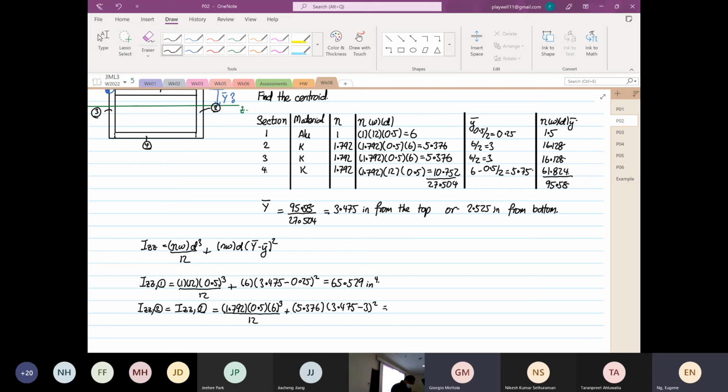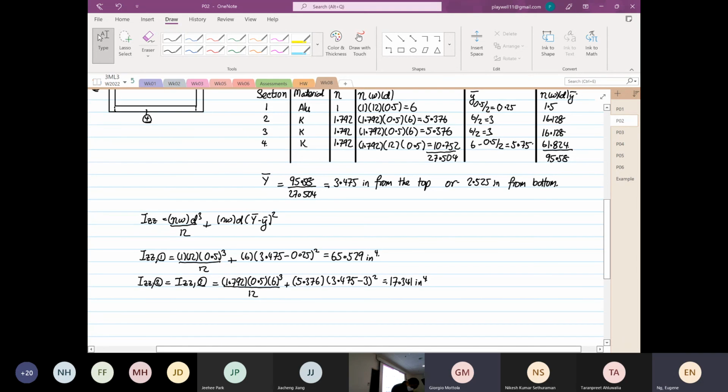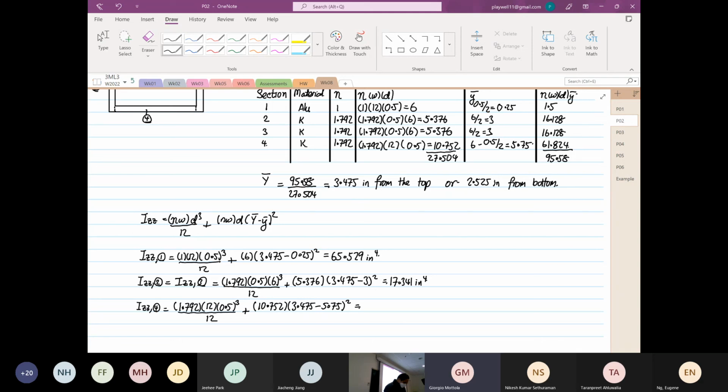I get 17.341. And finally, IZZ4, 12 plus the area is 10.752 times 5.75, oh no, 3.475 minus 5.75 squared. Okay. I got 55.872.